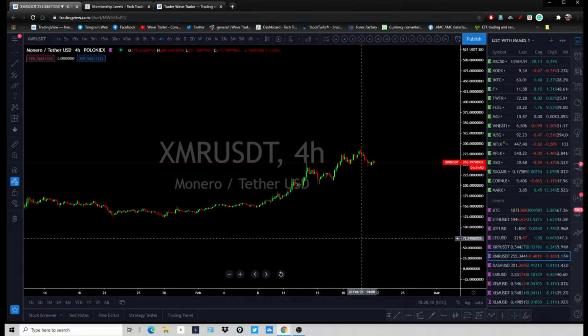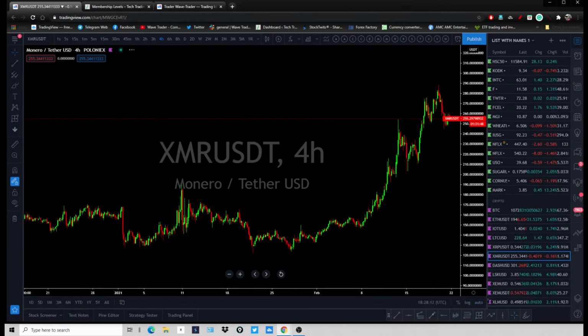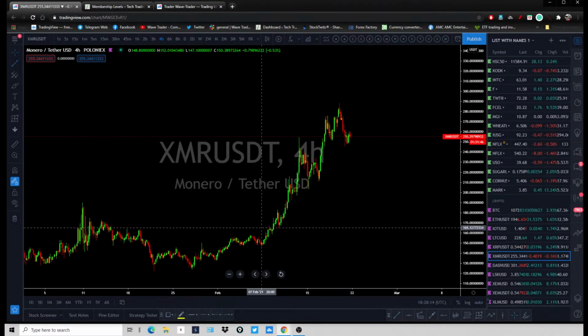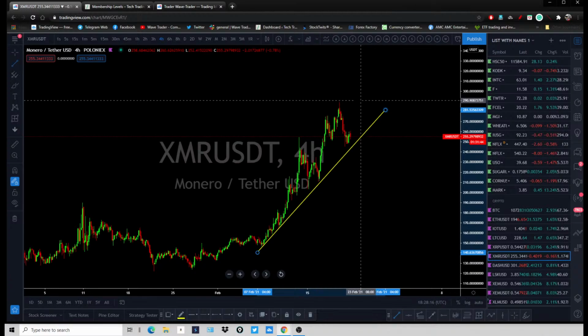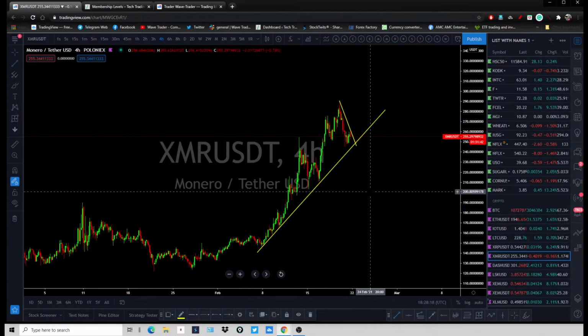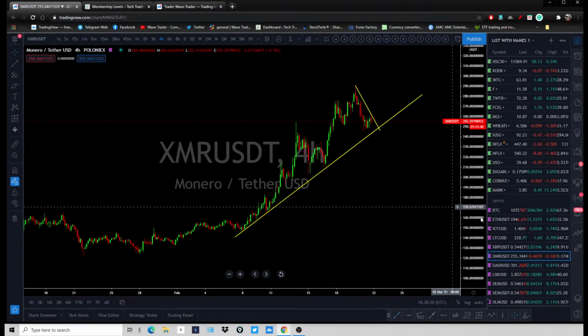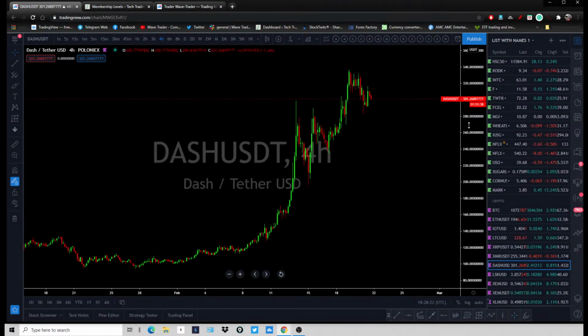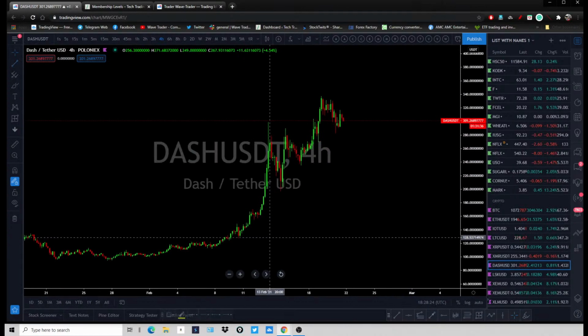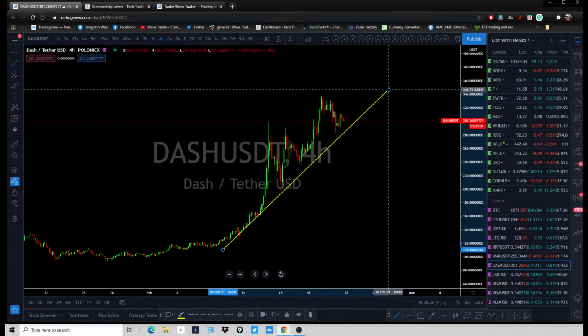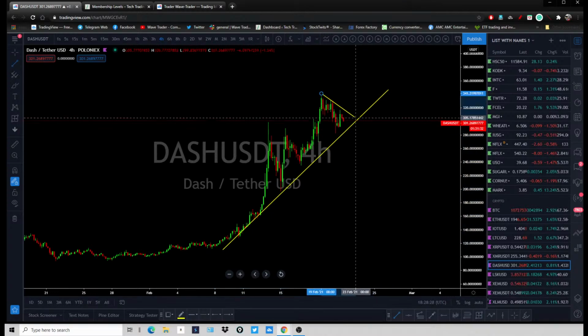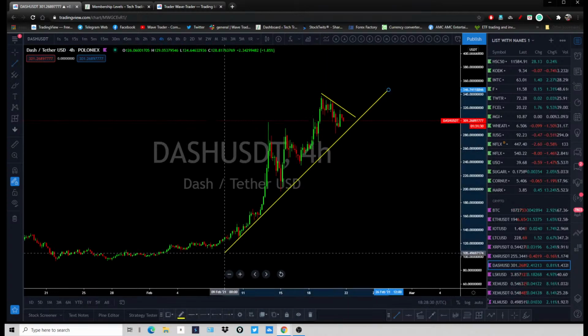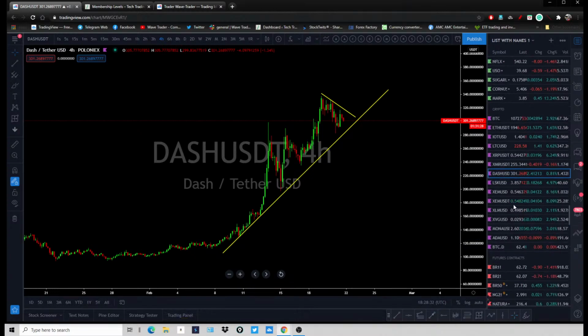So Monero, stay trending. Corrections are just there, and price just stays trending for upside. Breakout and continue to keep rising over there. Dash is also the same, an easy chart, not complicated.